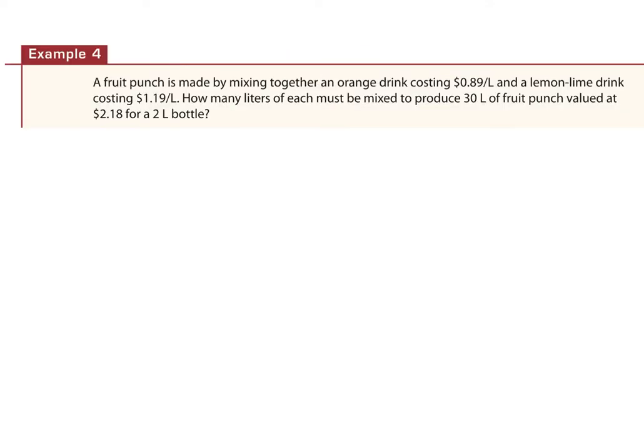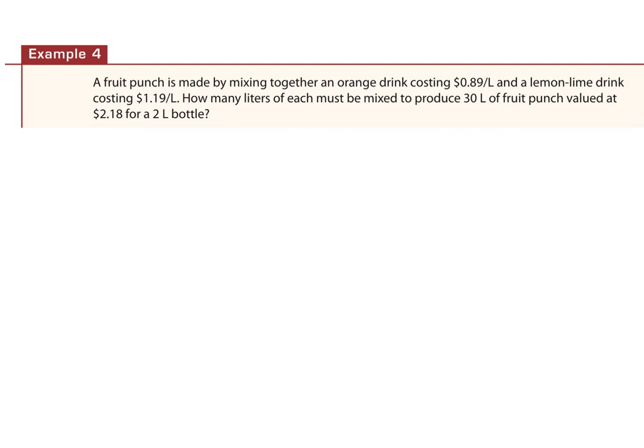So, the last type of problem we're going to do in this section are called mixture problems. These actually also get set up with a chart. So you're going to look through here and say, what two things do I have? What am I mixing together? What am I trying to solve for? And then you're going to set up a chart based on that. A fruit punch is made by mixing together an orange drink that costs 89 cents a liter and a lemon lime drink costing $1.19 a liter. How many liters of each must be mixed to produce 30 liters of fruit punch valued at $2.18 for a 2-liter bottle?